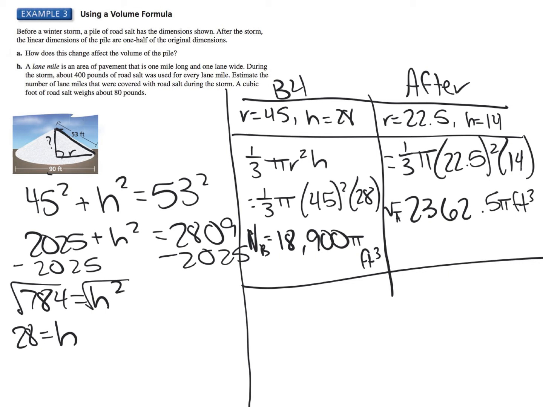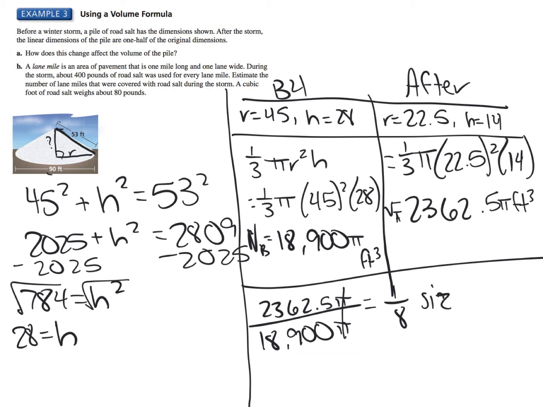So let's go ahead and say our ending, which was 2362.5 pi over 18,900 pi. The pi's cancel out, and when you look at this, you get 1/8, reducing it. You could also get a decimal and then figure out what that decimal is. But it is 1/8 the size of the original volume. All right, so it's 1/8 the size after the storm. So that actually takes out quite a bit of volume on it.